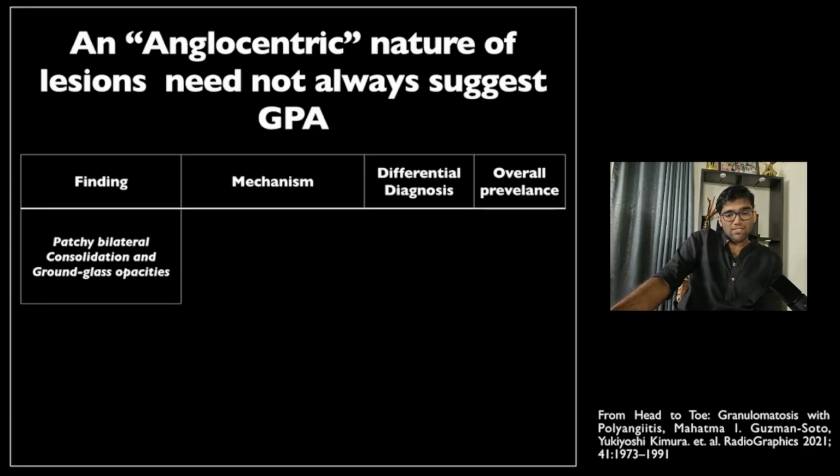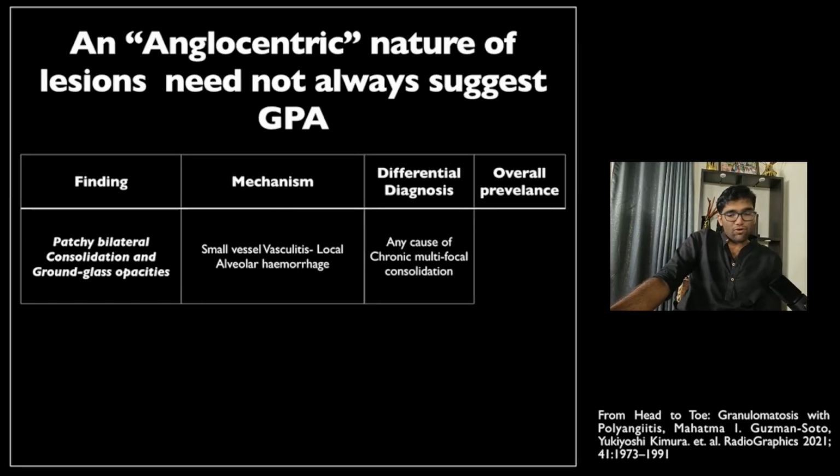So the first of these is the presence of patchy bilateral consolidations and ground glass opacities. That is, the ground glass opacities are not surrounding the consolidation, they are located at different areas. So this could represent small vessel vasculitis with local alveolar hemorrhage, but essentially any cause of chronic multifocal consolidation would result in the same presentation. And this is present in around 25 to 50% of cases of GPA.